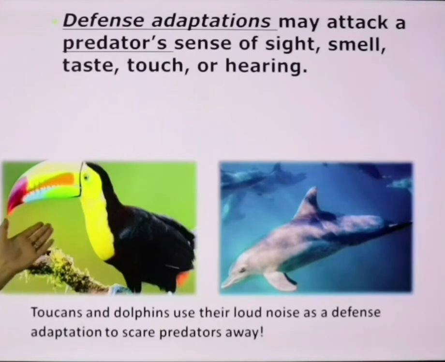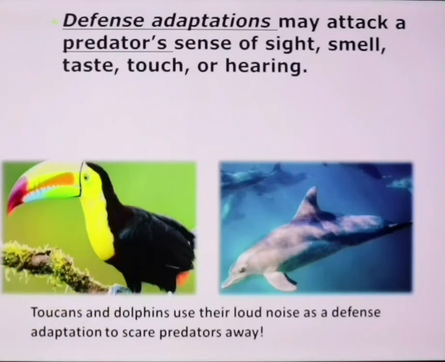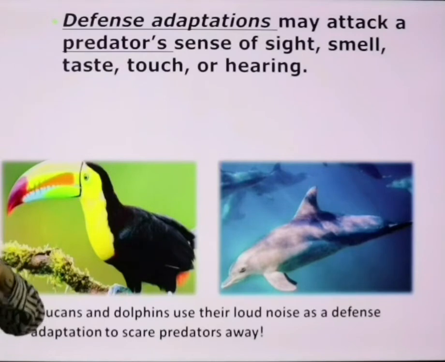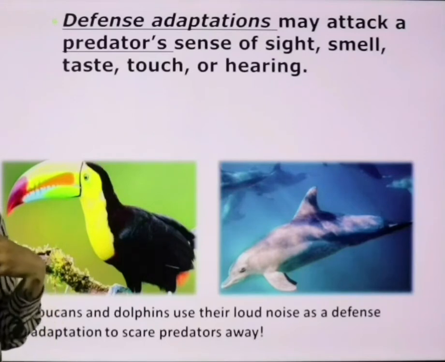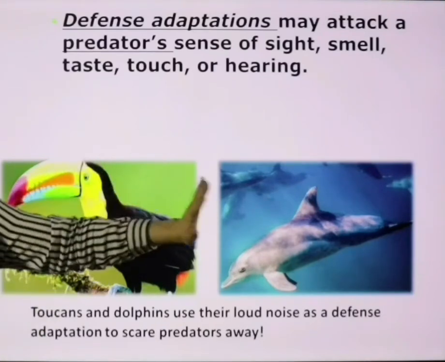This is a bird called a toucan, and this is a dolphin. Toucans and dolphins use their loud noises as a defense adaptation to scare predators away. So let's say this toucan is standing here on the tree branch, just chilling and enjoying his time. And then suddenly an eagle or a snake or maybe a tiger is preparing itself to hunt this toucan. This toucan has a structural adaptation, related to its body, called a loud noise. Once this toucan makes this loud noise, the predator runs away.